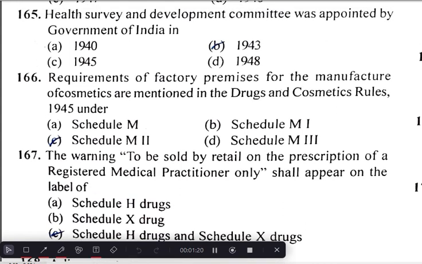Health Survey and Development Committee was appointed by Government of India in 1943. Requirement of factory premises for the manufacture of cosmetics are mentioned in the Drugs and Cosmetic Rules 1945 under Schedule M2. The warning to be sold by retail on the prescription of a registered medical practitioner only shall appear on the label: Schedule H drugs and for Schedule X drugs.